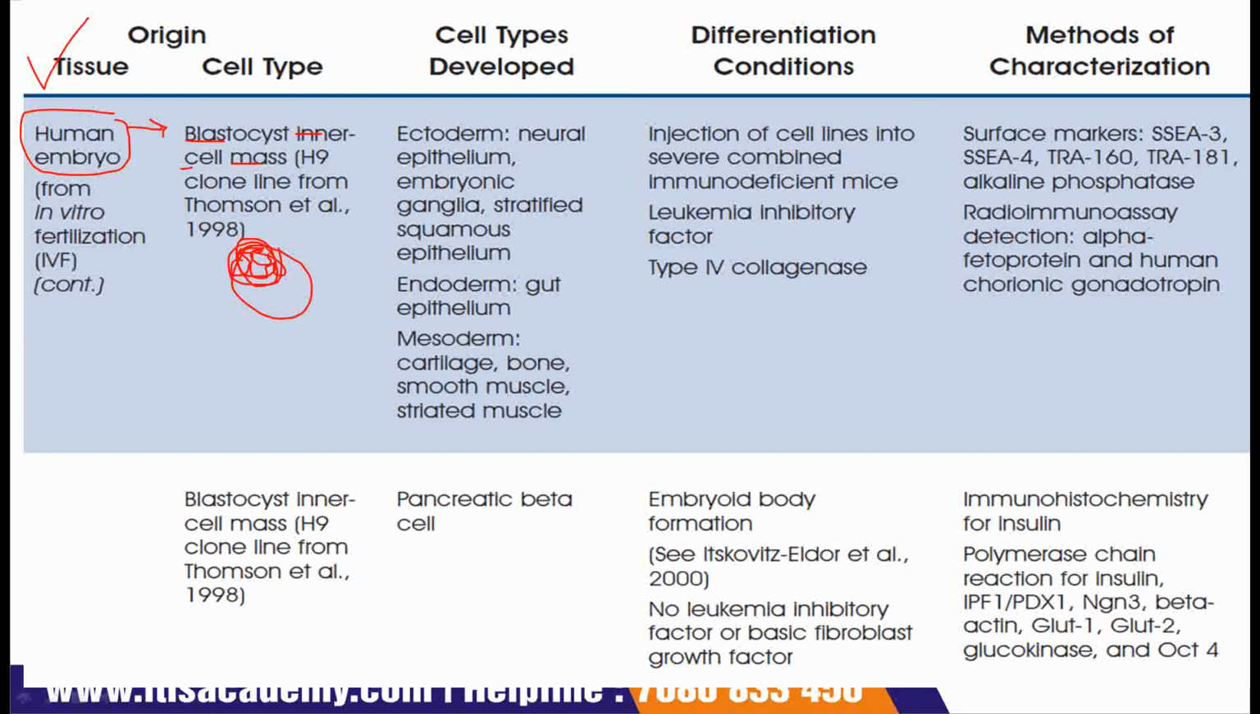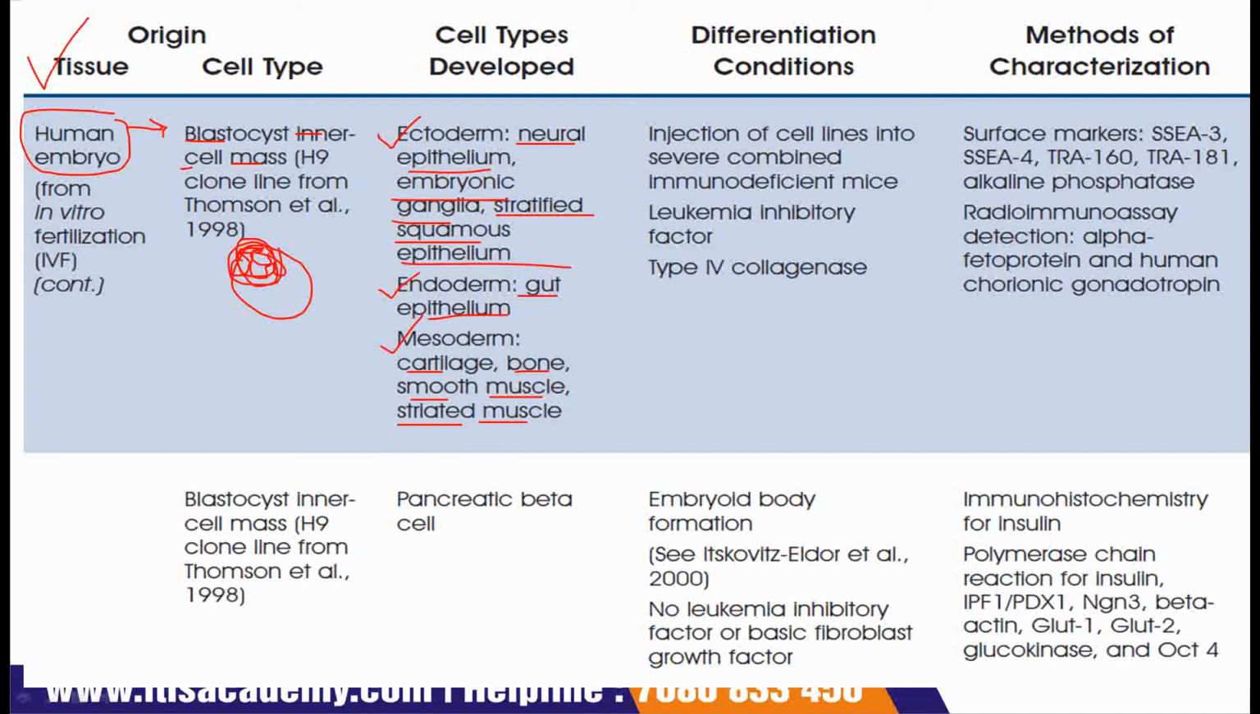Cells that would develop from this blastocyst inner cell mass are ectoderm, endoderm and mesoderm. Ectoderm would form neuronal epithelium, embryonic ganglia, stratified squamous epithelium, while the endoderm will form gut epithelium and mesoderm will form cartilage, bone, smooth muscles and striated muscles.